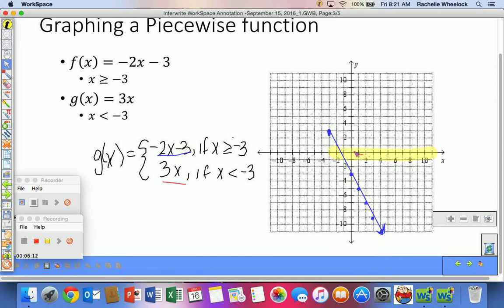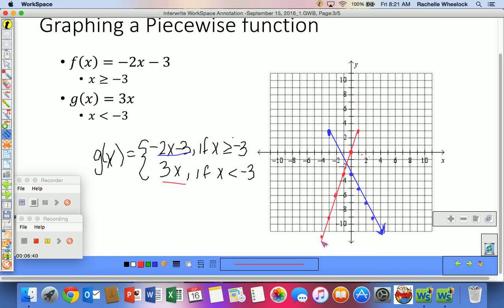So my domain says here x less than negative 3, so that's about there. That's where my highlighting is. So on this line, I'm going to have an open circle because it's just less than, not less than or equal to. And I'm going to delete all the way up to this open circle. We'll redraw in a sec. So I'm going to erase everything to the right of x is negative 3.